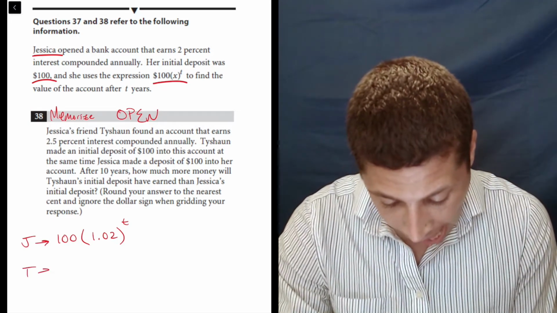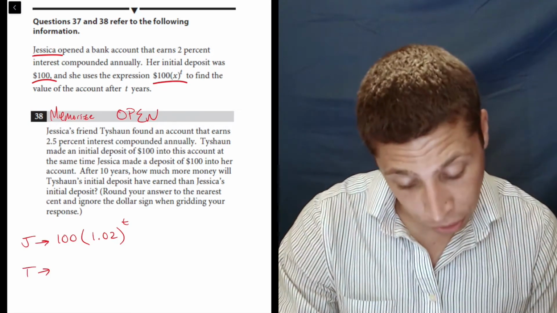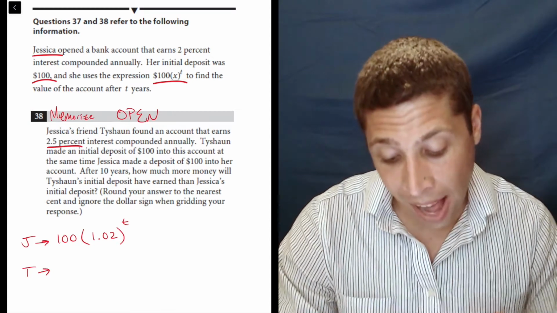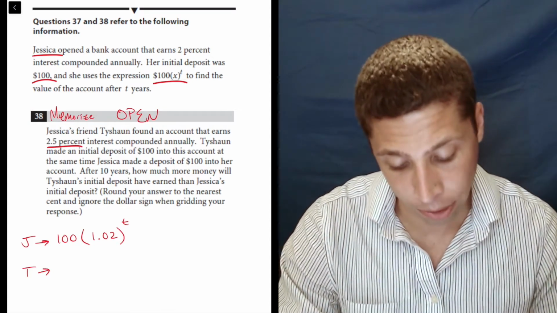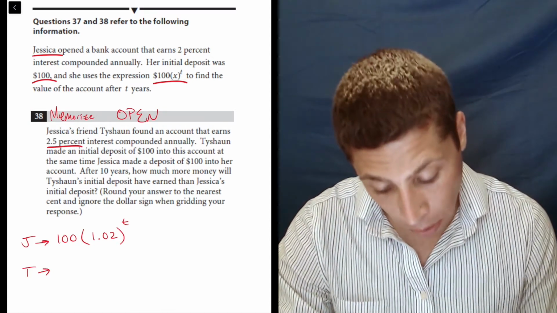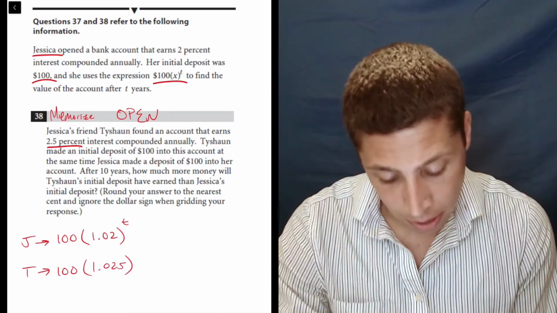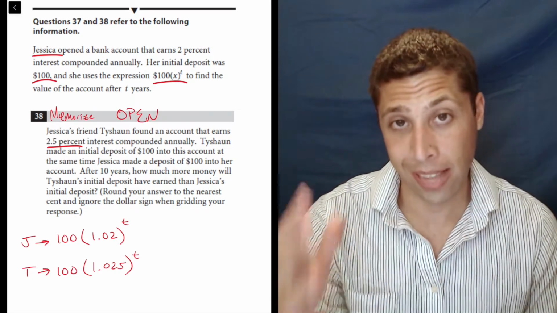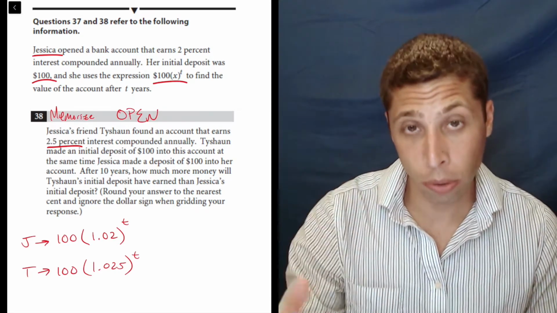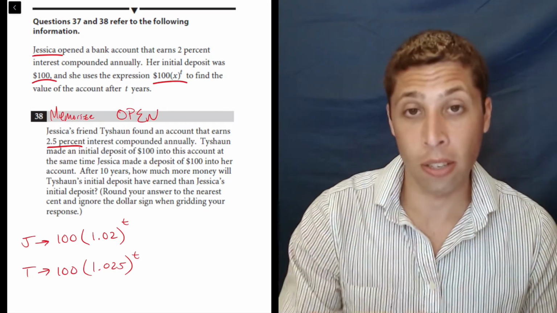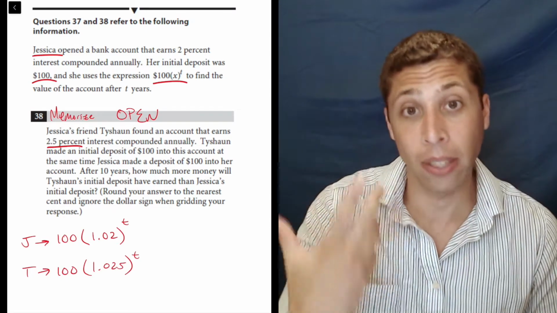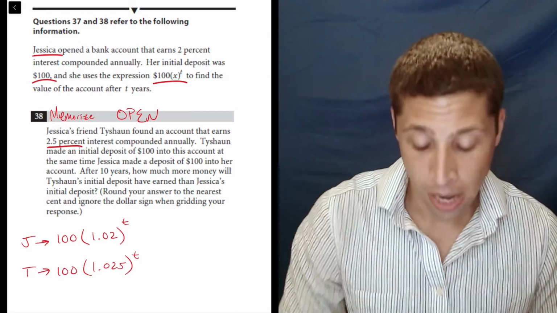Tyshawn has a similar situation, right? An account that earns 2.5% interest compounded annually. When we plug that into the formula, everything's going to look the same, except that number is going to be a little different in the parentheses. That's the percentage that represents the growth.